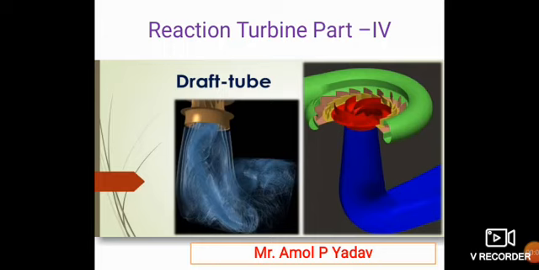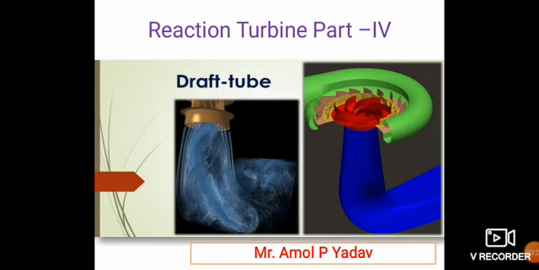Okay, so I am Mr. Amul Yadav. Today we are going to discuss the important components of a reaction turbine. We already covered the basic three components of a reaction turbine, that is the scroll casing, then guide vanes, and then runner vanes. The last part remaining is the draft tube.